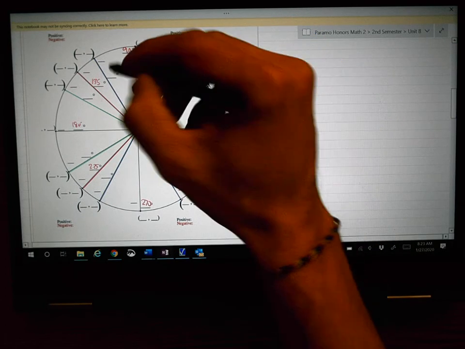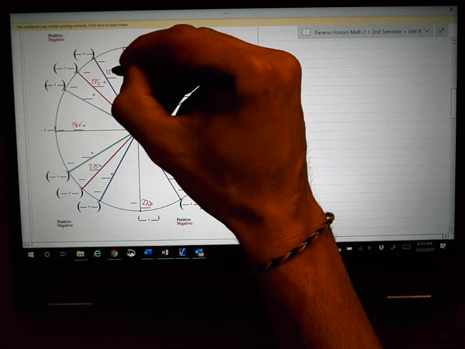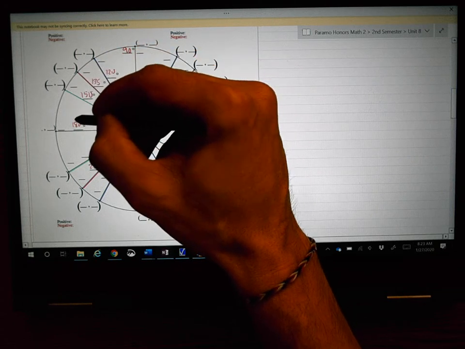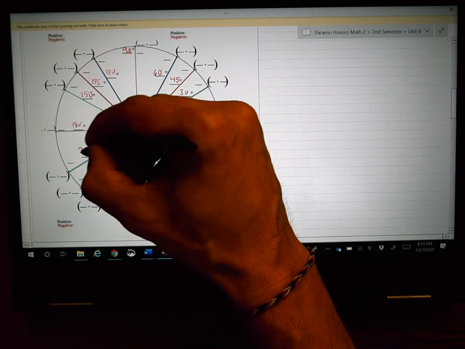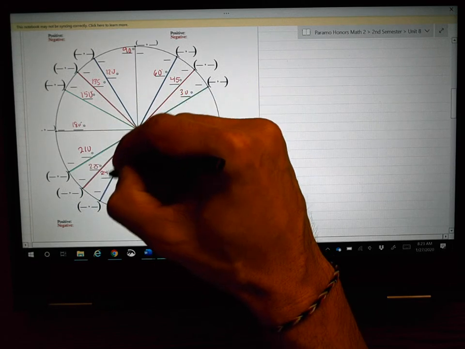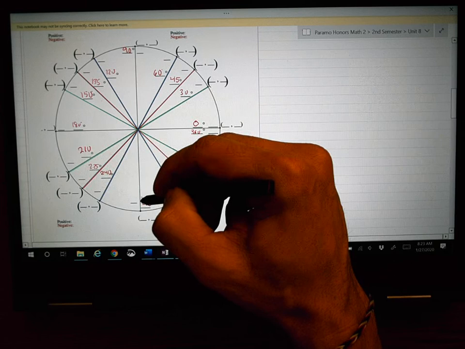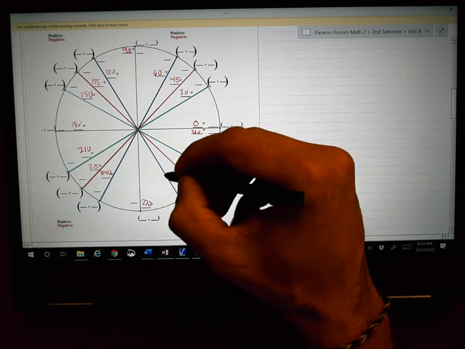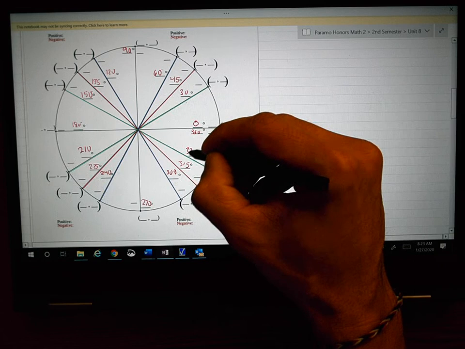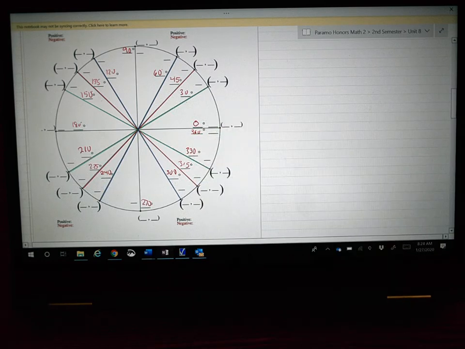Plus another 30 is 120, plus another 30 is over on the green, 150, plus another 30 is 180, plus another 30 is 210 on the green, plus another 30 is 240 on the blue, plus another 30 is 270 on the axis, plus another 30 is 300 on the blue, plus another 30 is 330 on the green, plus another 30 is 360 back to the x-axis. So now we have all our angles.